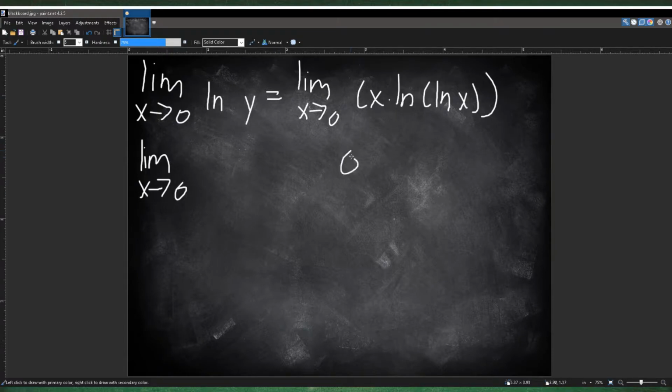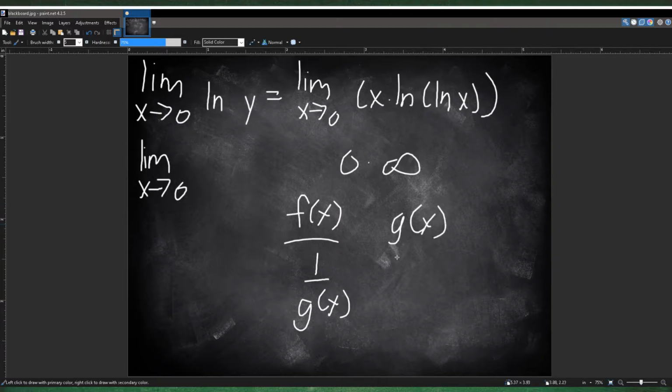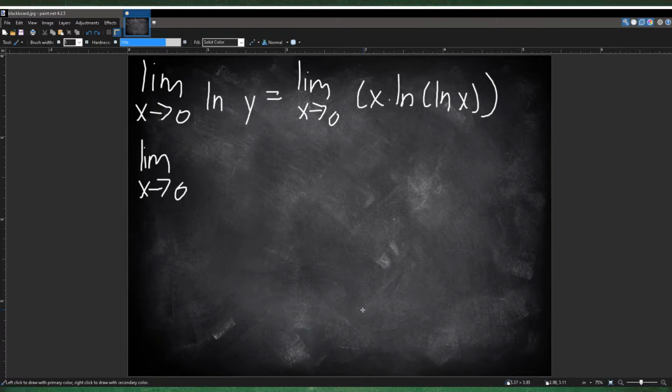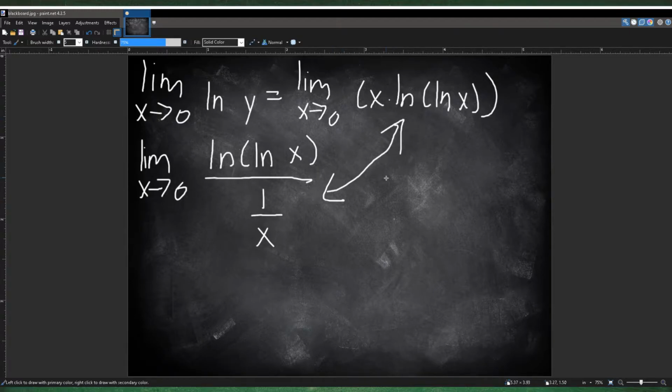since this is 0 times infinity, remember the rule for that is just f of x divided by 1 over g of x. Or you can have g of x divided by 1 over f of x, right? So, as I always say, just choose the polynomial one because usually it's the easier one to do. Because you don't want to put the ln of ln of x on the bottom because then it takes a little bit more work. So, ln of ln of x on top divided by 1 over x on the bottom, right? So this is the same thing as this, right?